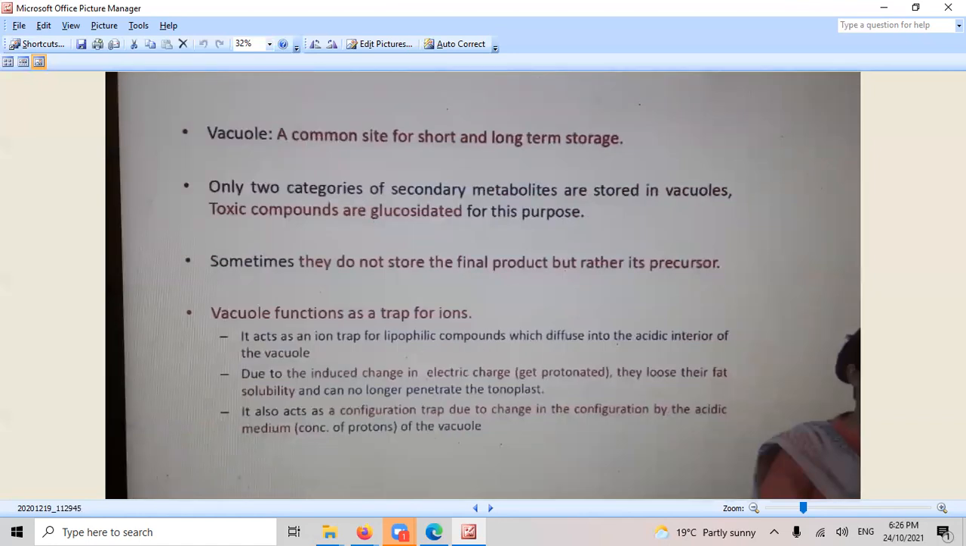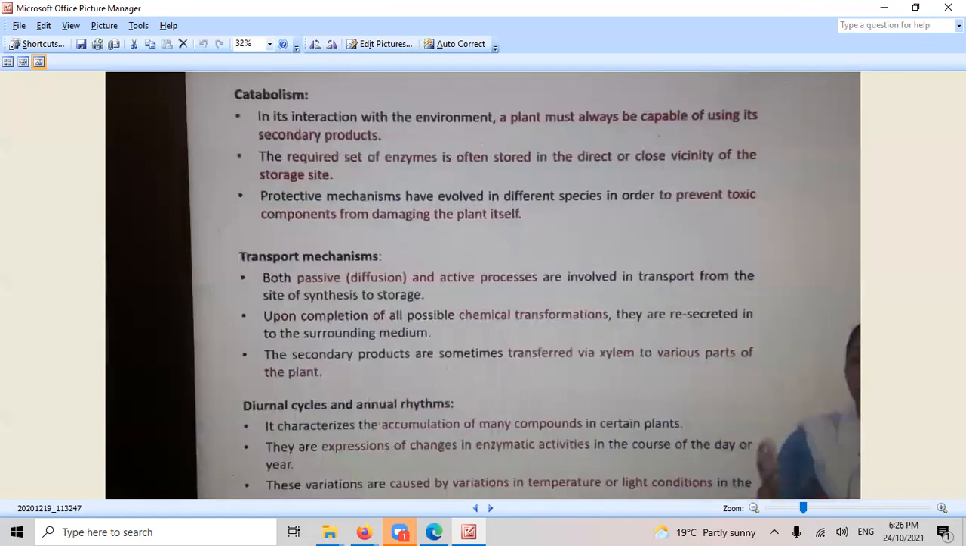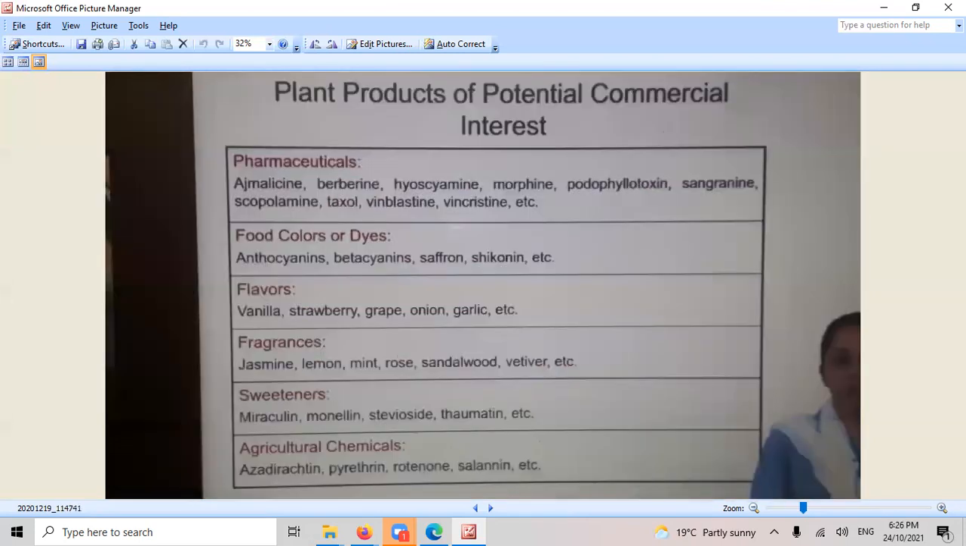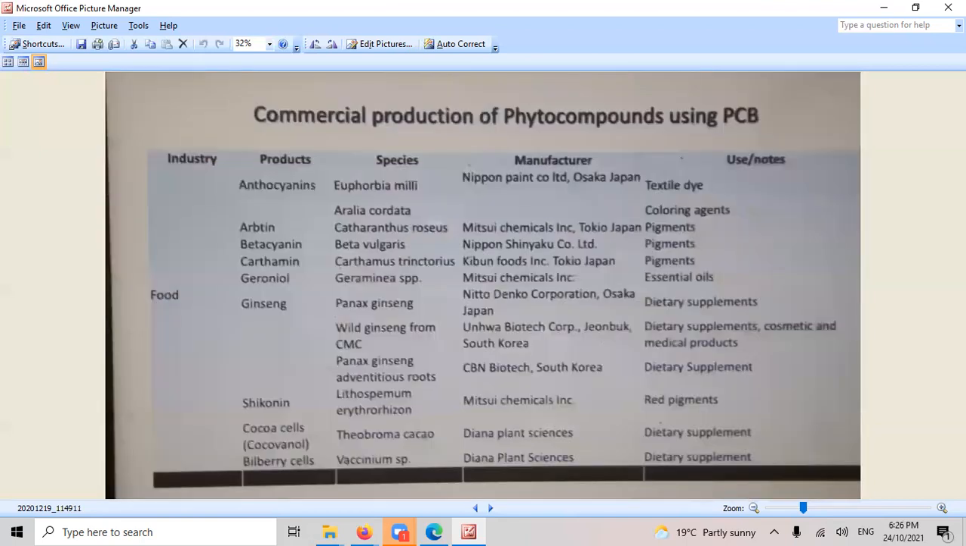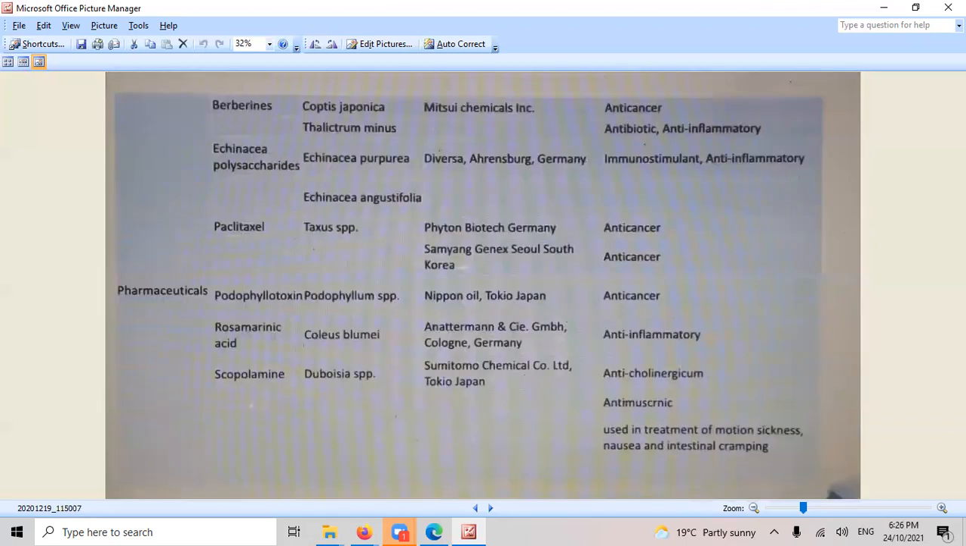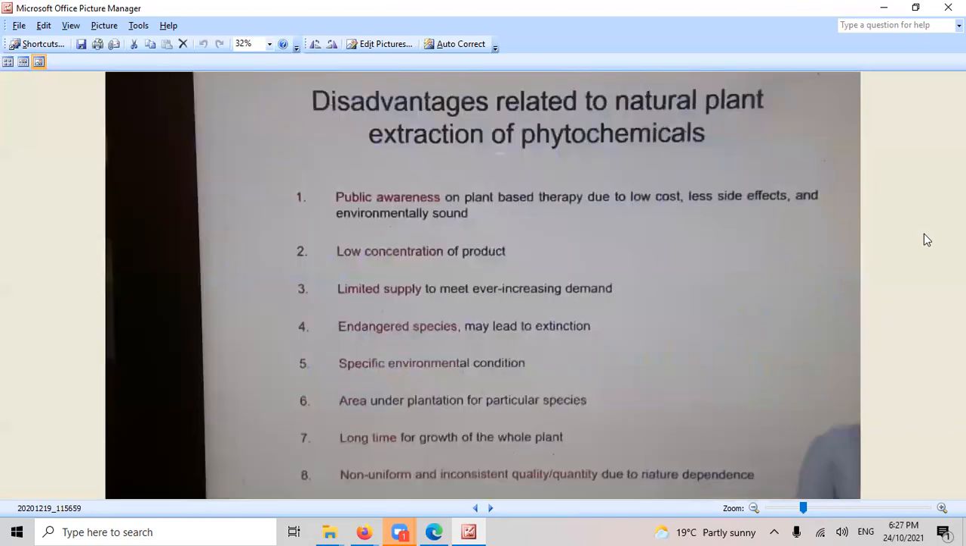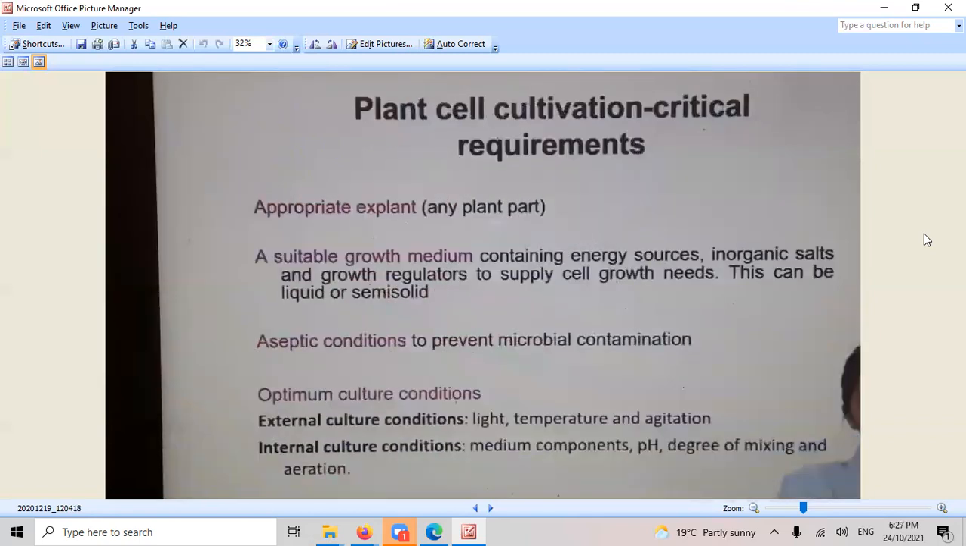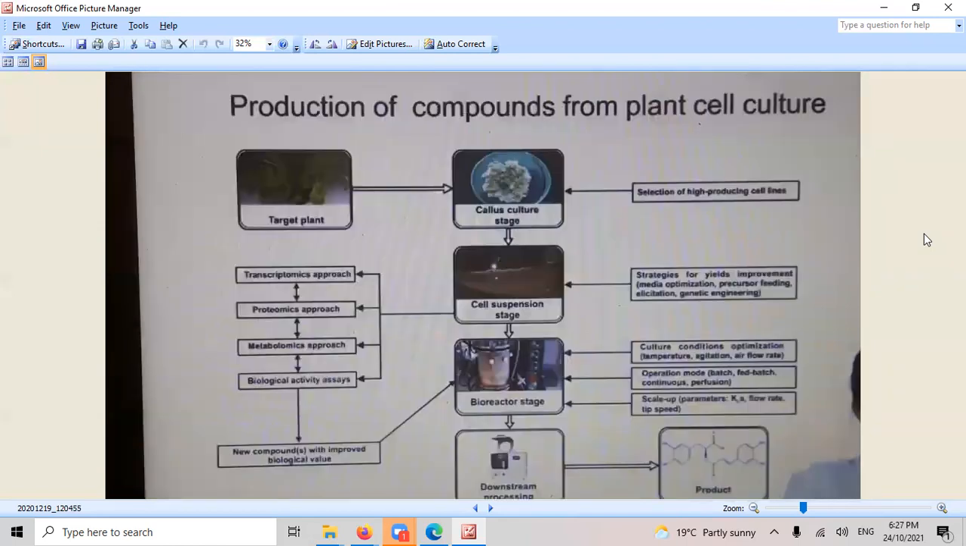Storage, yeah, these are all the storage spots for the secondary metabolites. There's a lot of them. Vacuoles. Yeah, this is all of particular interest. Commercial production of phytocompounds. So many of them, but they do so many good things. You can just go to those ones there and get all these anti-cancer drugs out of these species and varieties of plants. You get your disadvantages related to natural plant compounds. And they do this all through tissue culture. It's a real fast way to do it. And they get micrograms at a time, but micrograms on a large scale.